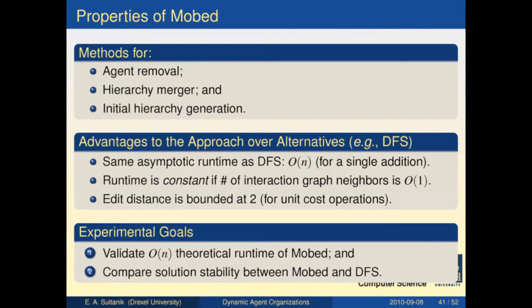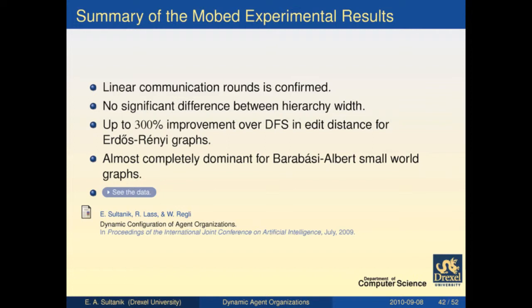And we validate these results empirically in a comparison to depth first search. And we show that for Erdős-Rényi graphs, we have almost a 300% improvement over depth first search. And MOBAD for Barabási-Albert small world graphs almost always performs better in terms of edit distance than DFS.